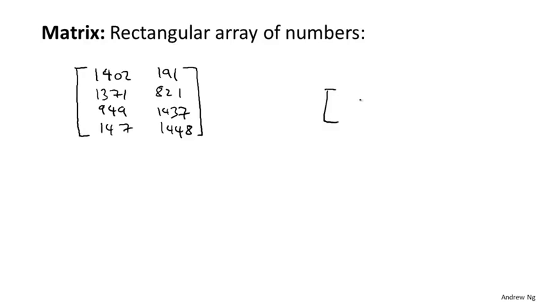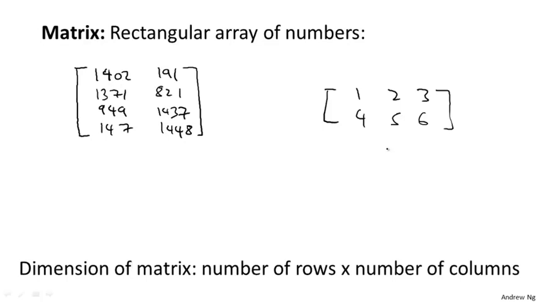And here's another example of a matrix. I'm just going to write 1, 2, 3, 4, 5, 6. So a matrix is just another way of saying a 2D or two-dimensional array. And the other piece of terminology we need is that the dimension of a matrix is going to be written as the number of rows times the number of columns in the matrix.